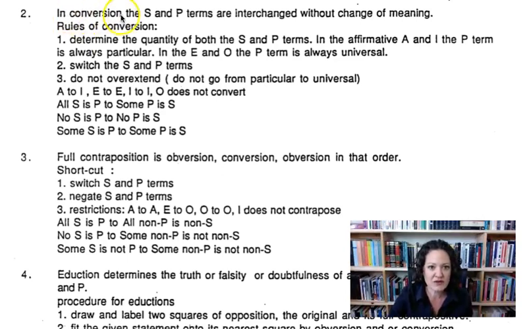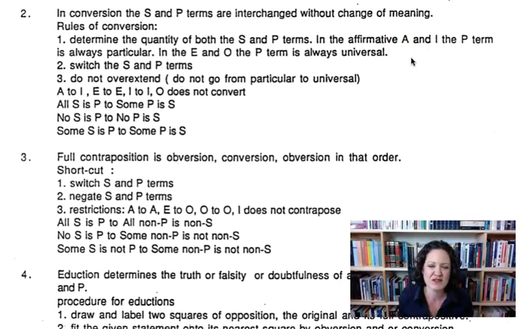All right, so in conversion, the S and P terms are interchanged without change of meaning. So we're going to switch the S and P terms. The order of the subject and the predicate terms are going to be switched. Now here are some rules. First, determine the quantity of both the S and P terms. I haven't told you about that yet. In the affirmative A and I, the P term is always particular. In the E and the O, the P term is always universal.